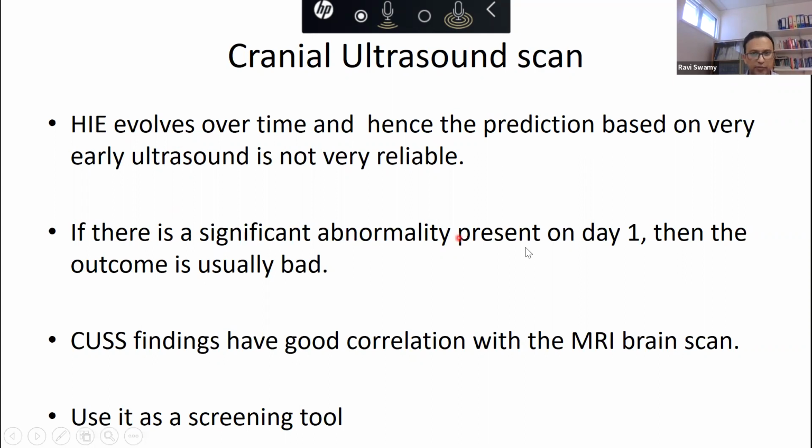If there is a significant abnormality present on day 1, then the outcome is usually bad, because we think, okay, there's something wrong, and we have to go forward and see whichever it is. Cranial ultrasounds can have a very good correlation with MRI. But as I told you, MRI is more definitive. Once you have an MRI, you can discuss the outcome with parents. But use cranial ultrasound scan just as a screening tool. So don't counsel based on the cranial ultrasound scan.